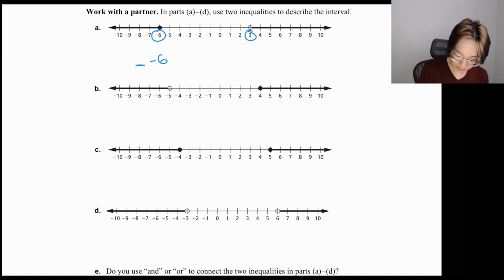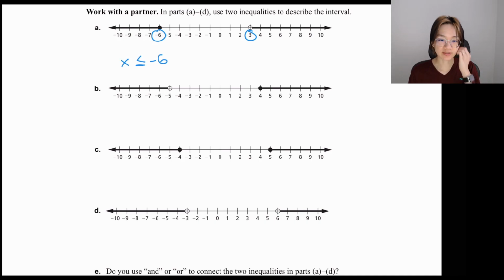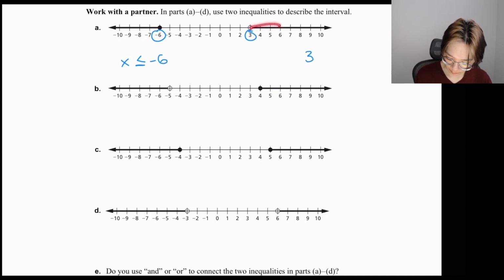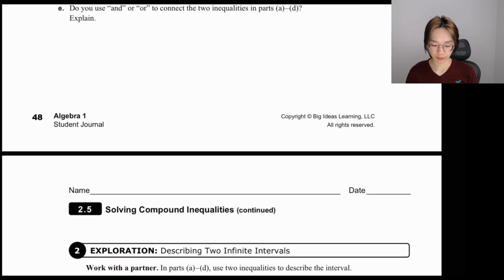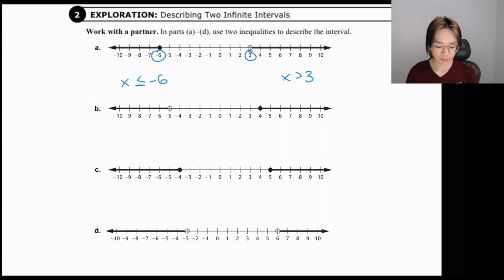And the shaded part, which for us is still going to be x, is less than negative 6. So x is less than or equal to negative 6. For 3, open circle, so it's not equal to. And x, or the shaded part, the graph itself, is all the numbers that are greater than 3. So x is greater than 3. And before, we used and to join all of these. But now we're going to be using or to join all of these. There is a difference. Like I said, I'll explain right after going over them.